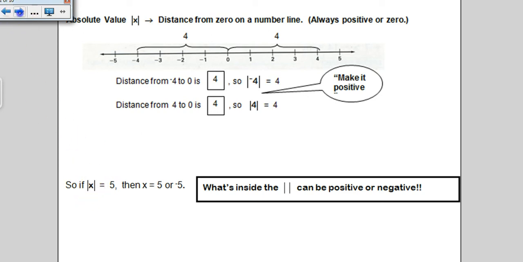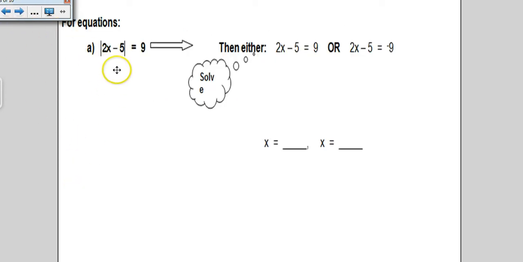So first, the absolute value of 2x minus 5 equals 9. Well, the stuff inside the bars, the 2x minus 5, could technically equal 9. It could also technically equal -9. So this is going to give us two solutions, both of which are correct, and we're just going to solve them. So 2x minus 5 equals 9. We're going to add the 5 to both sides. So we get one answer of x equals 7, and the other answer of -2.